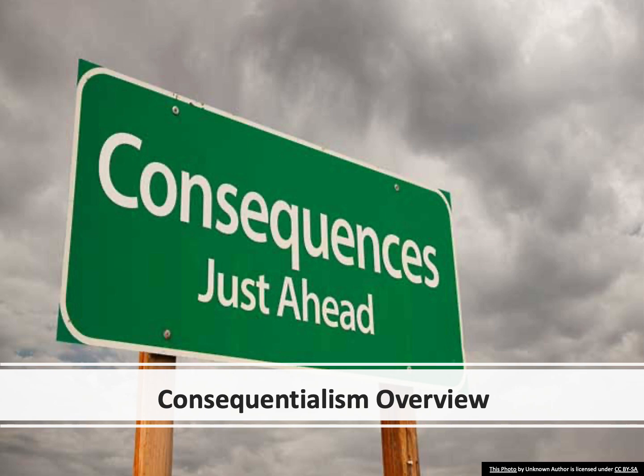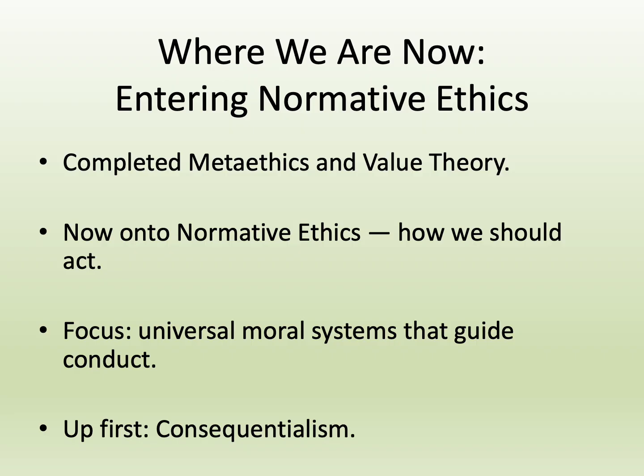In this video, we'll have a brief overview of consequentialism. Now that we've completed our study of metaethics and value theory, we move on to normative ethics, the area of ethics that asks, how should we act? Normative ethics is the branch of ethics that proposes universal systems for moral decision-making. In this video, we'll examine the first major family of ethical theories that we'll cover under normative ethics.